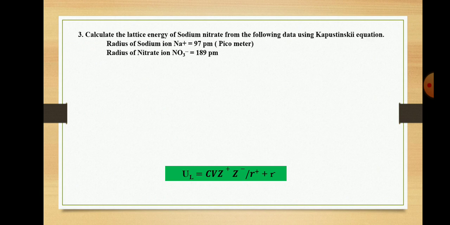Students, we have to complete the numerical from the Kapustinskii equation, which is also important from your exam point of view. That is, calculate the lattice energy of sodium nitrate from the following data using the Kapustinskii equation. So the values are given: radius of sodium ion, that is Na plus, is equal to 97 picometer, and radius of nitrate ion, that is NO3 minus, is equal to 189 picometer. You have to just see that the sodium ion has a small radius.